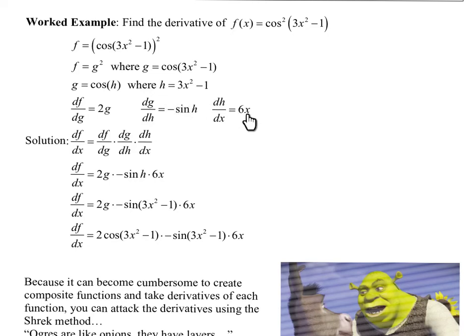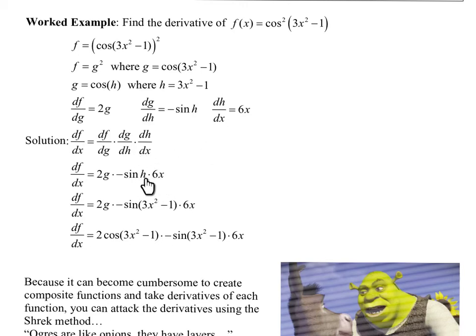And by the chain rule, if we multiply each respective derivative together, we will get the derivative of the original composite function. So df dx, because that's originally what we were given. We were given f as a function of x. So df dx is going to be df dg times dg dh times dh dx. Sounds like fun, right? So df dg we found to be 2g. dg dh was negative sine of h, and dh dx was just 6x.